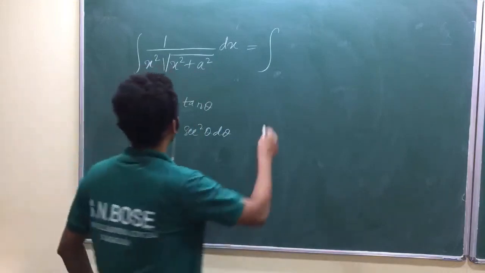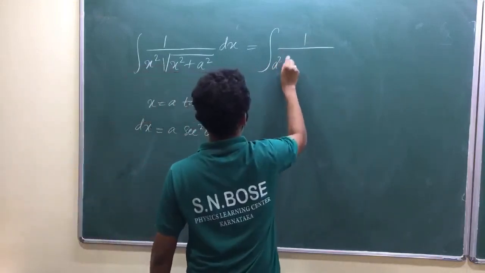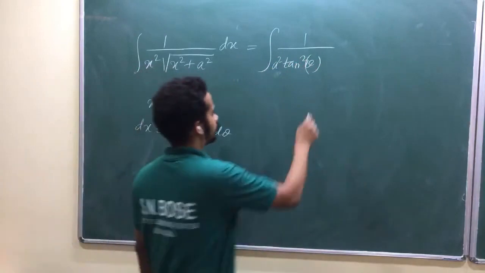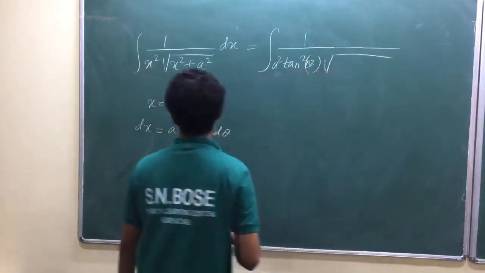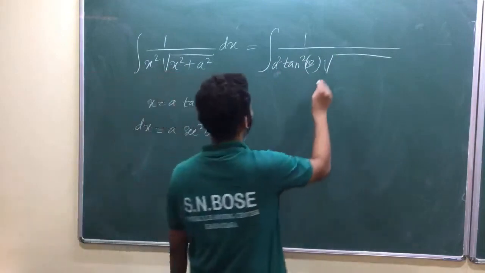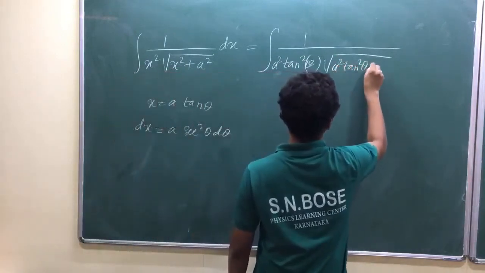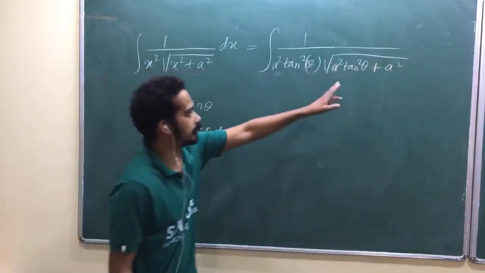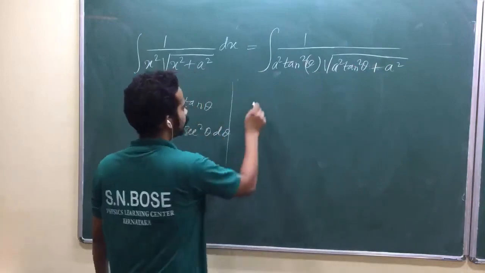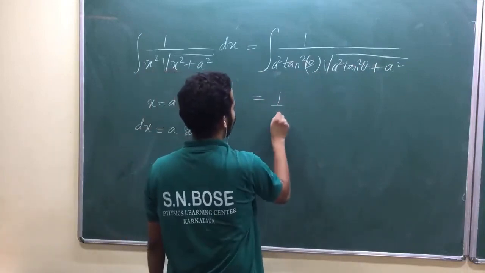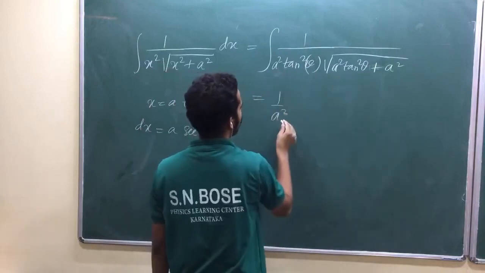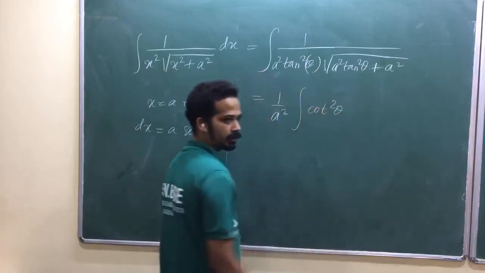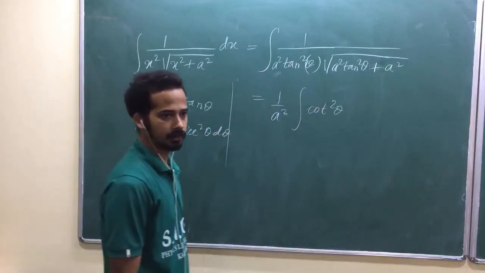x equal to a tan theta. That's what I have. So 1 by a square tan square theta, root of x square plus a square. Am I right? a square tan square theta plus a square. Now take that a square common, take it outside the root. So that's equal to 1 by a cube, a square here, one more a will come out here. Integration of 1 by tan square theta is cot square theta. Let me write it. 1 by tan square theta is cot square theta. Is that okay?